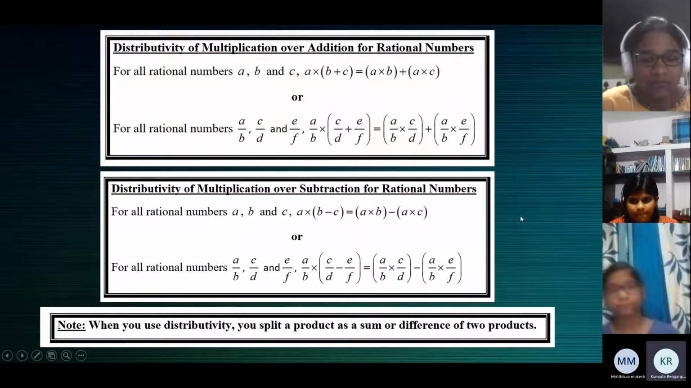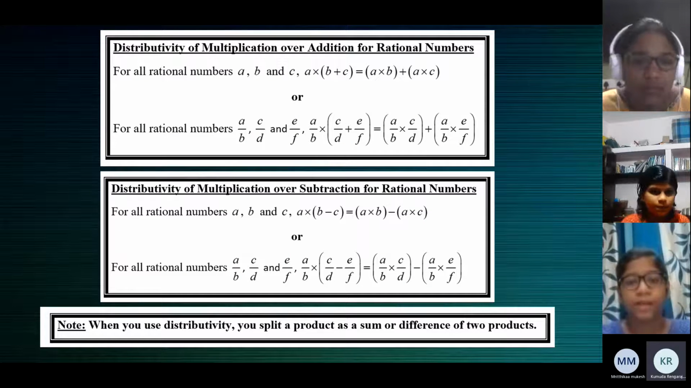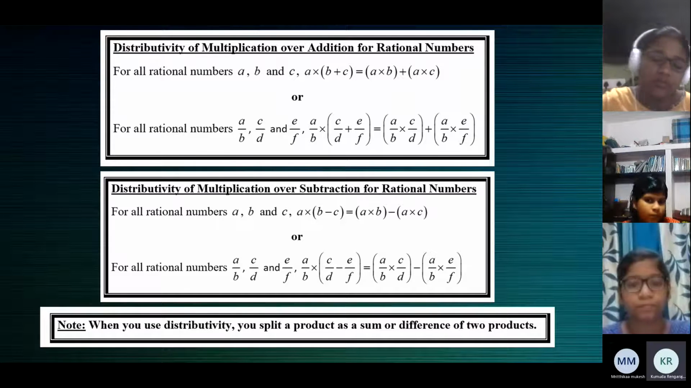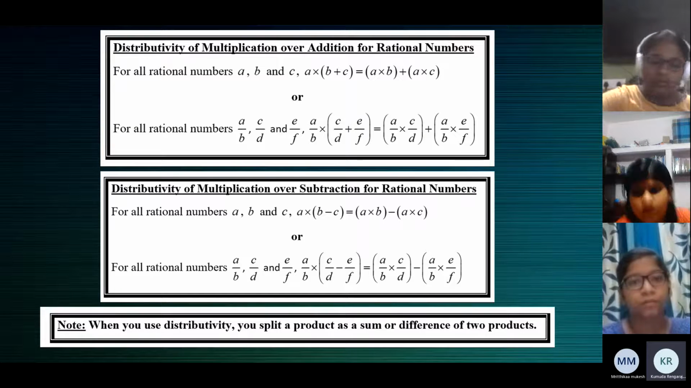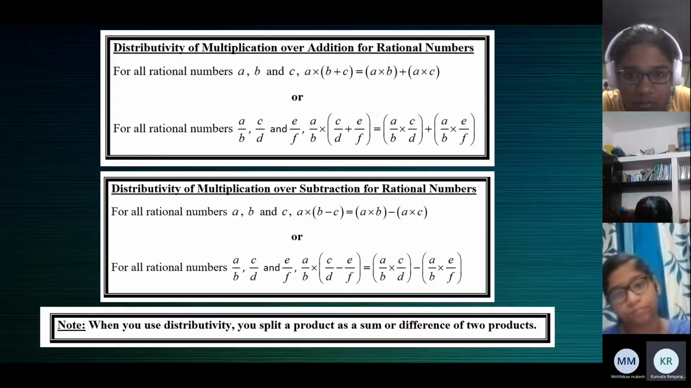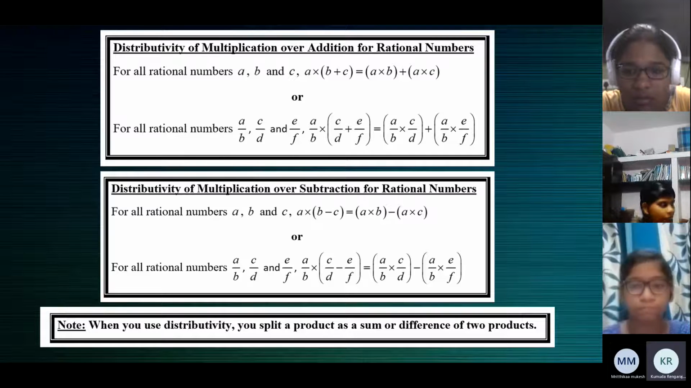All right, children, this is where we stopped in the last class, I think. We understood the distributivity of multiplication over addition for rational numbers, and also distributivity of multiplication over subtraction for rational numbers. Distributive property. Okay, so let us verify. We'll take up some statements and we'll verify this property.